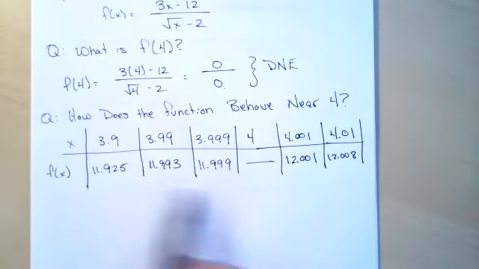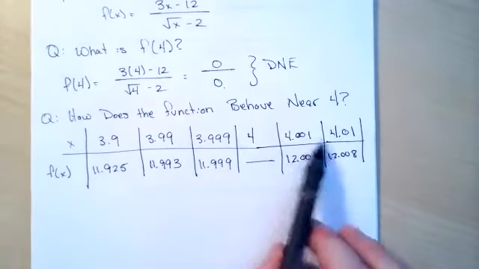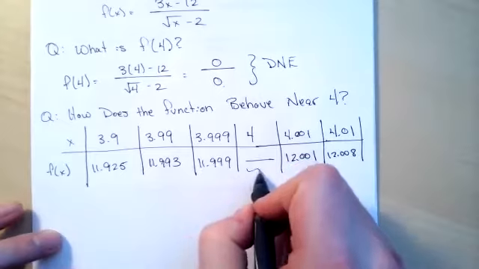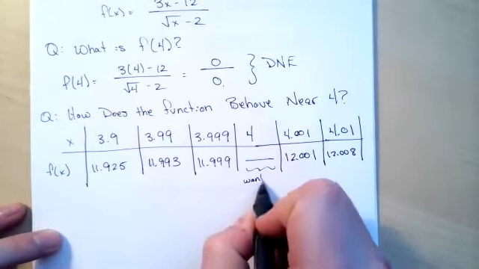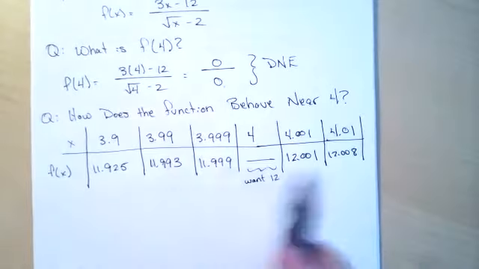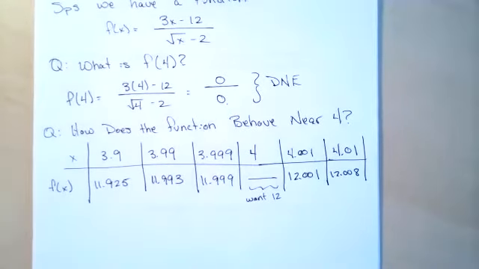So we can kind of see as we narrow in closer and closer, no matter which side, from below 4 or from above 4, we're getting closer and closer to 12. So ideally, we want that value to be 12. But because of this mathematical anomaly of dividing by 0, we actually don't have a value at 4. And so this is our idea behind limits.